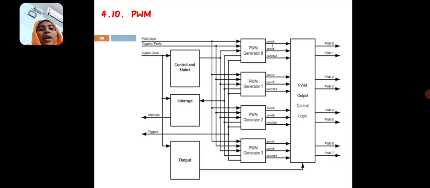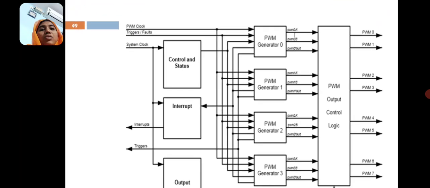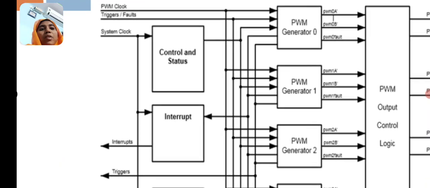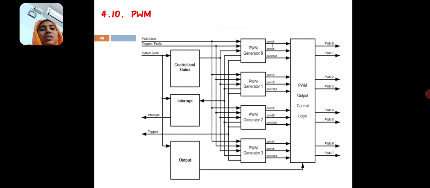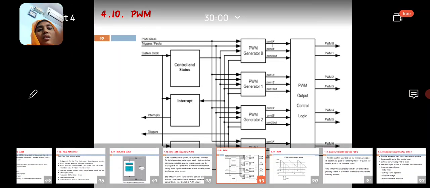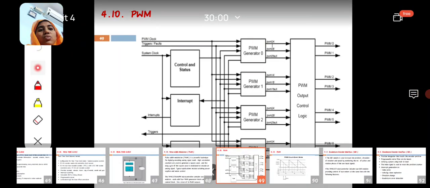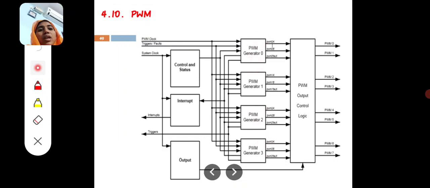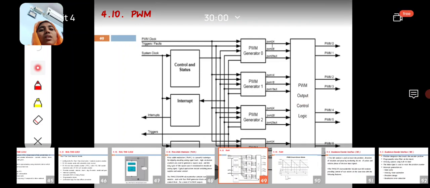This is the block diagram of the PWM module. We connect the PWM clock to the PWM generators. As we just discussed, we have four PWM generator blocks, and these four PWM blocks are connected to the PWM output control. The PWM generators convert the incoming signals into a square wave, and this will control the speed of the motor.